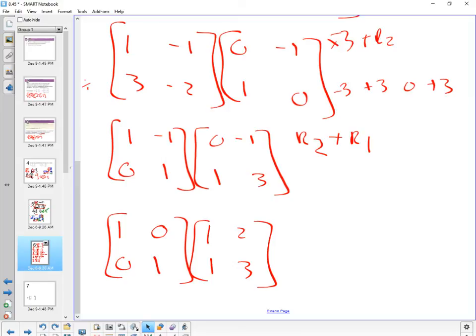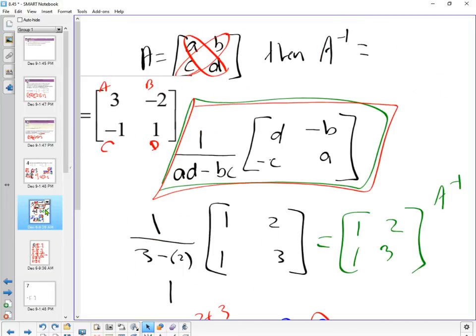I can't believe I still remembered this. So this is what I thought we were going to do. Your book is offering you this method to find your inverse. It's the formula: 1 over the product of these two minus the product of those two. Then in this matrix, you swap the A and D, and put the opposites of B and C in there. Once you go through the math, you'll get the inverse. So you can write this formula down.